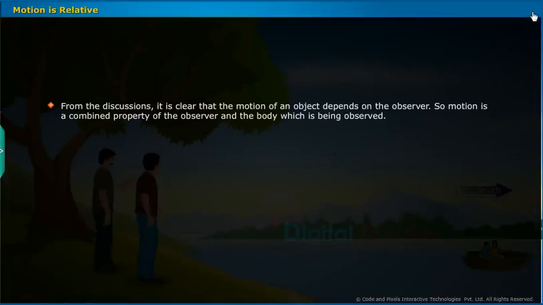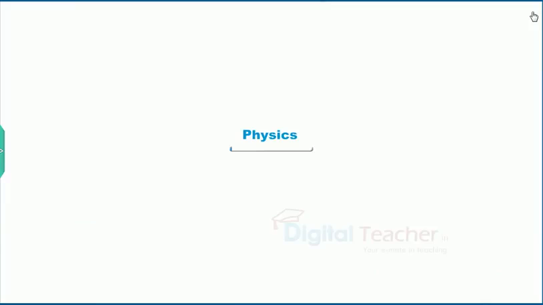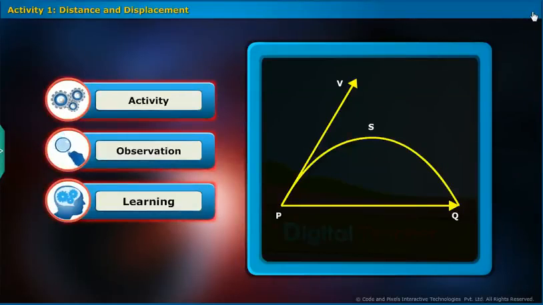From the discussions, it is clear that the motion of an object depends on the observer. So motion is a combined property of the observer and the body which is being observed. Definition of motion: a body is said to be in motion when its position is changing continuously with time relative to an observer. Note: let us perform an activity for drawing path and distinguishing between distance and displacement.